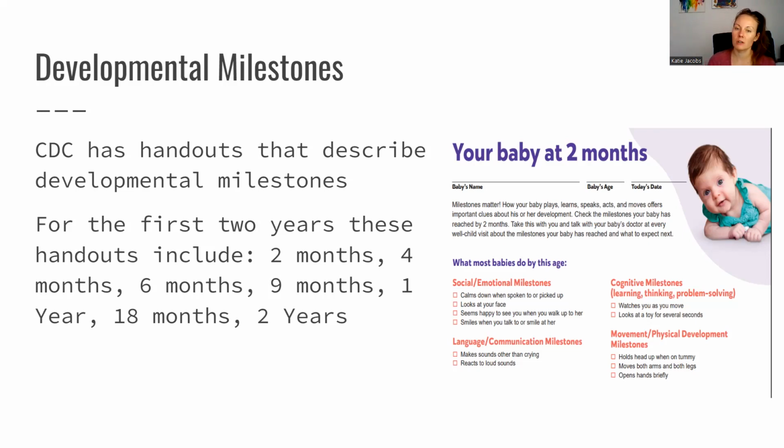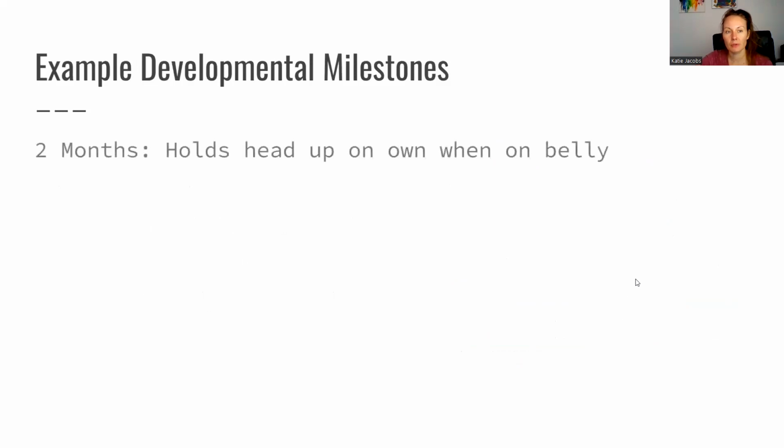And so you want to pay attention to these different developmental milestones, and they have ones that go through all these different ages. For example, at 2 months, you should be able to hold your head up on your own when you're on your belly. I think it's really interesting because when infants are born, they can't do anything. They can't even hold their head up on their own, which I find very interesting.